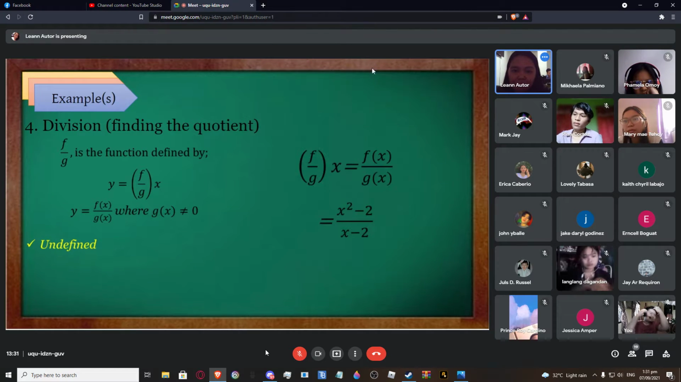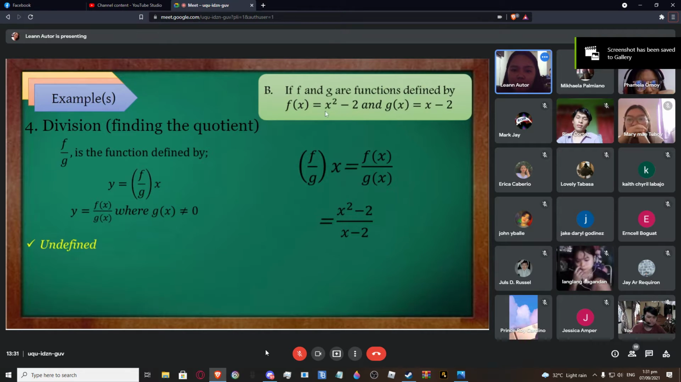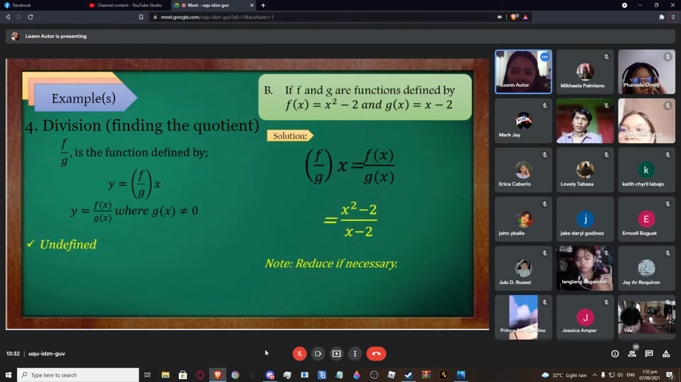Okay, another example. We have here f of x is equal to x squared minus 2 and g of x is equal to x minus 2. All right. So, screenshot this, class, for your reference.